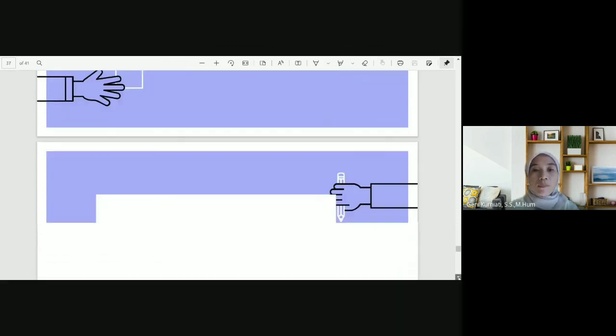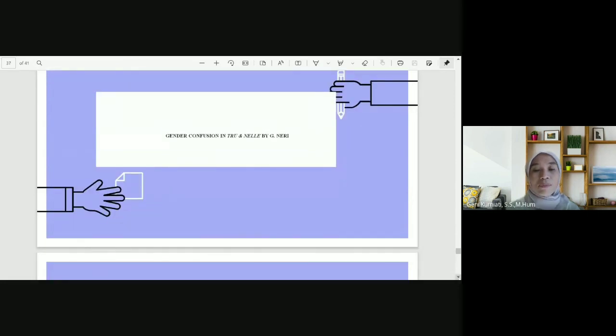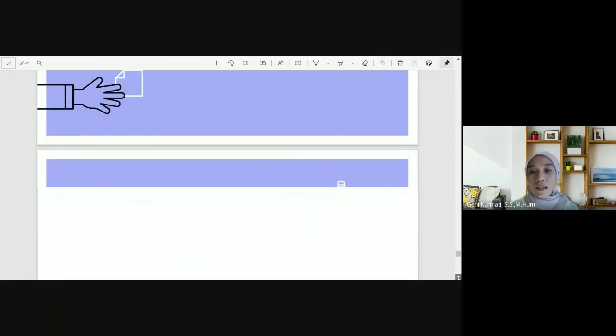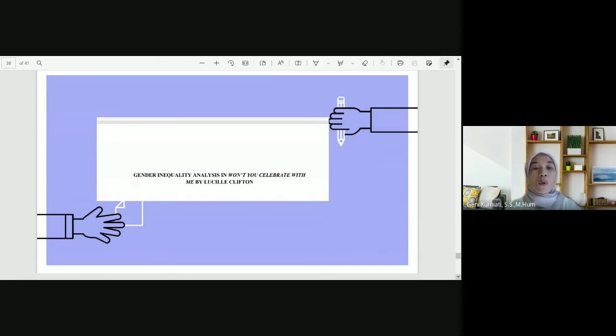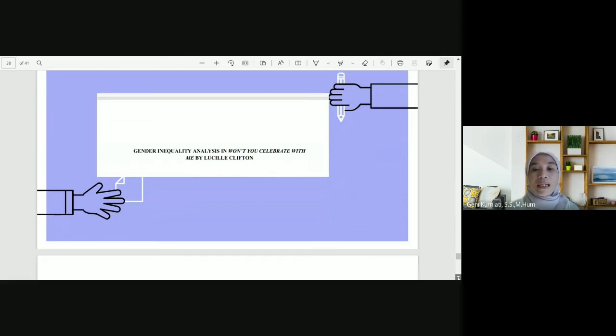Okay, let's see more examples. Gender confusion. This is clear. It's analyzing gender issues, and to be more specific, it's gender confusion. I think this writer somehow will discuss gender performativity as well. And then next here, gender inequality, merely the same as gender equality, that's too wide. So what kind of inequality, and what does the main character do about this, to find more specific and detailed gender issues.